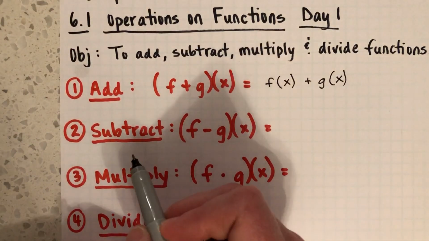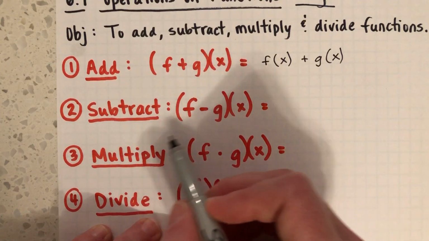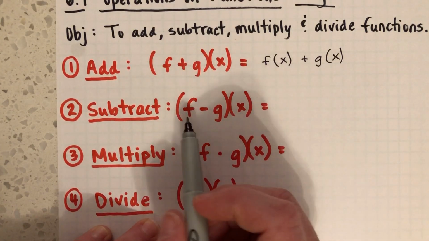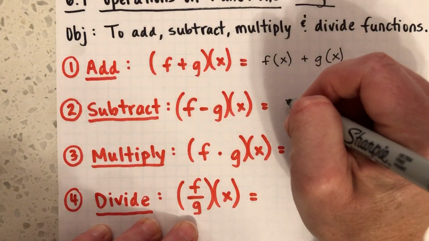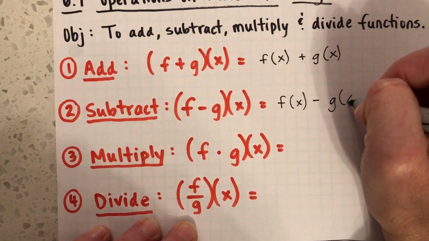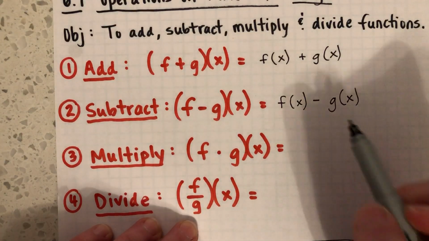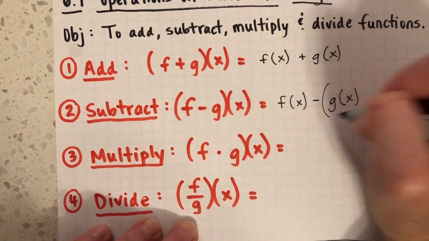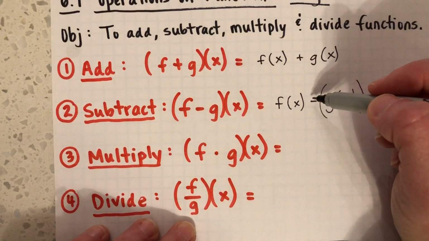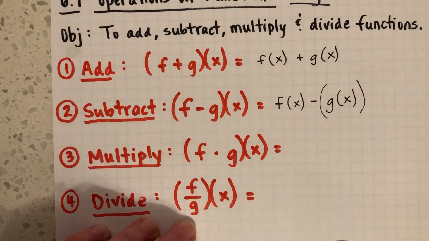All right, if they want you to subtract two functions, they're going to ask you to find f minus g of x. Now pay attention to the order. They want you to take the f of x function and subtract the g of x function from it. But you want to make sure that you subtract the entire g of x function. So a lot of times that will entail you distributing a negative, okay?